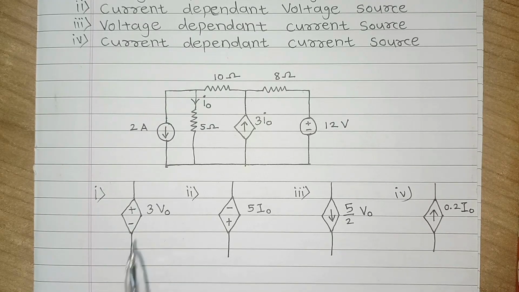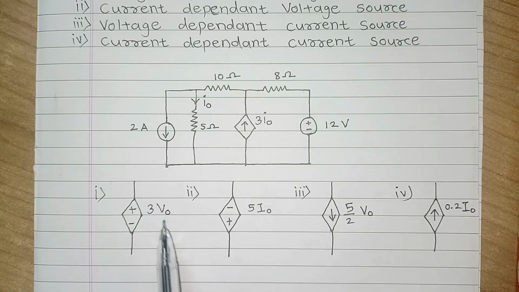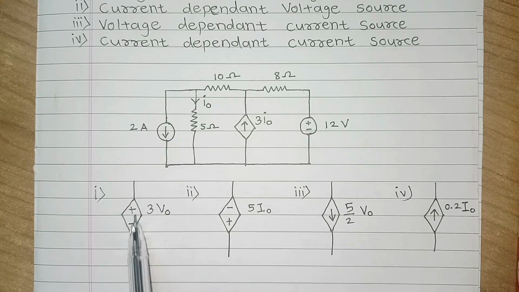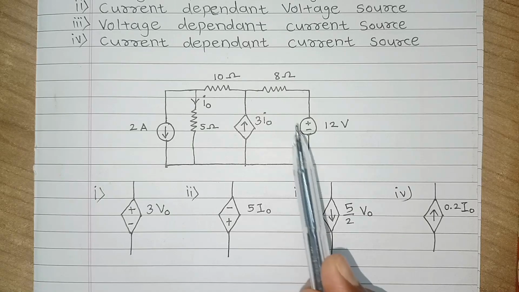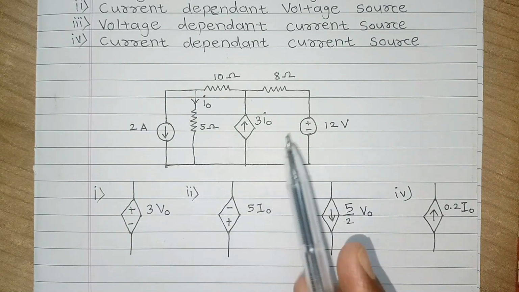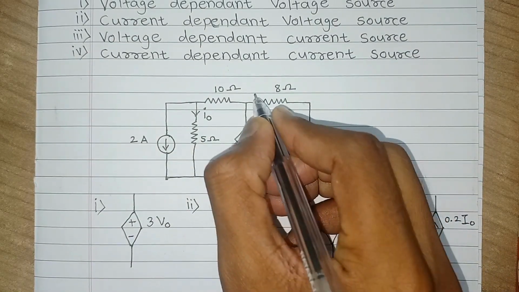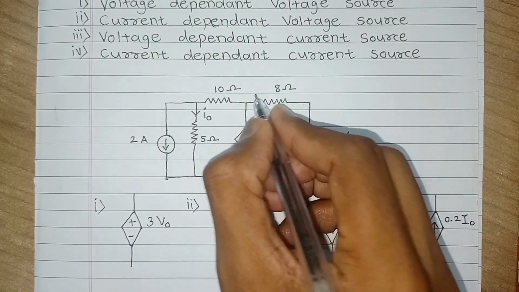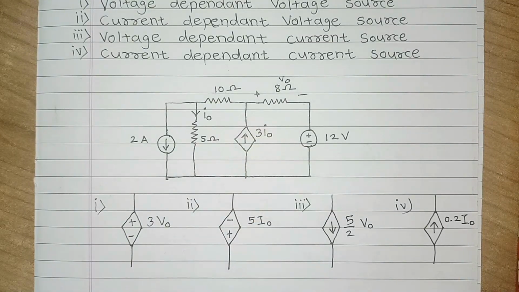Here you can see this is a dependent source of 3V0. It is a voltage dependent voltage source. This is a voltage source and it is dependent on V0, that is a voltage of the circuit. It may be dependent on any voltage in this problem. It may be the voltage across these 8 ohm resistors, plus minus, and this may be V0.